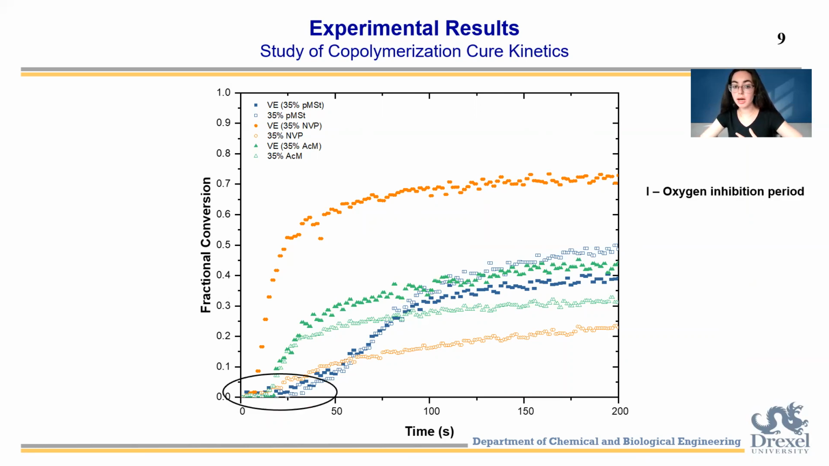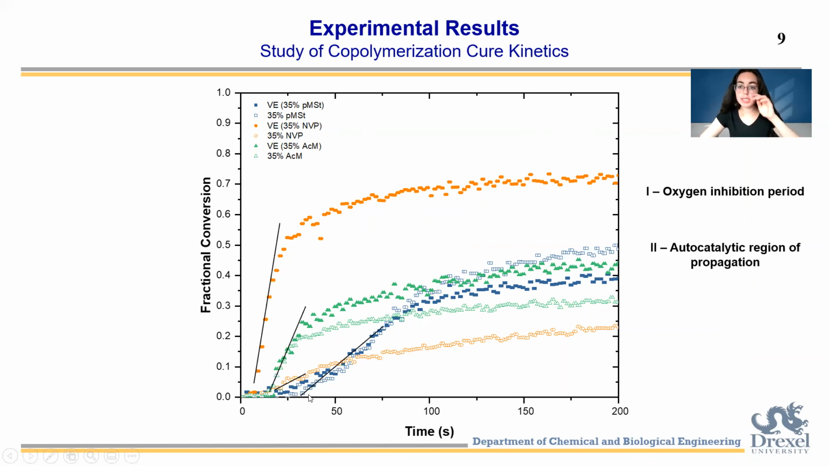So to begin, before any reaction occurs, there's an oxygen inhibition period, and we can see here that this time varies slightly for each of our resin systems, being the shortest for when NVP is used, moderate for acrylomorpholin, and a little bit longer for paramethylstyrene. Following this, there's an autocatalytic region of propagation. Within this region, a majority of the polymer network is formed, and from the slopes of these curves, we can get an idea of what the rate of polymerization is.